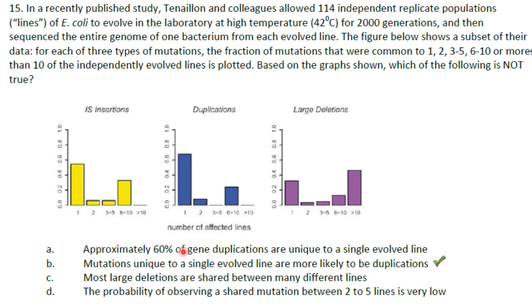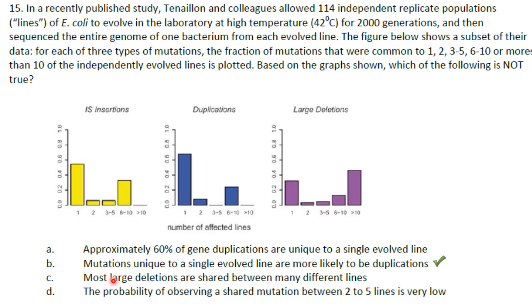So option A, approximately 60% of gene duplications are unique to a single evolved line. If you see this graph in duplication, the number of affected lines is approximately 60%. So option A is correct. They have asked for the one which is not true. Mutations unique to a single evolved line are more likely to be duplications. Yes, there can be duplication, but IS insertions are also showing approximately 60% value. So this statement is not correct.